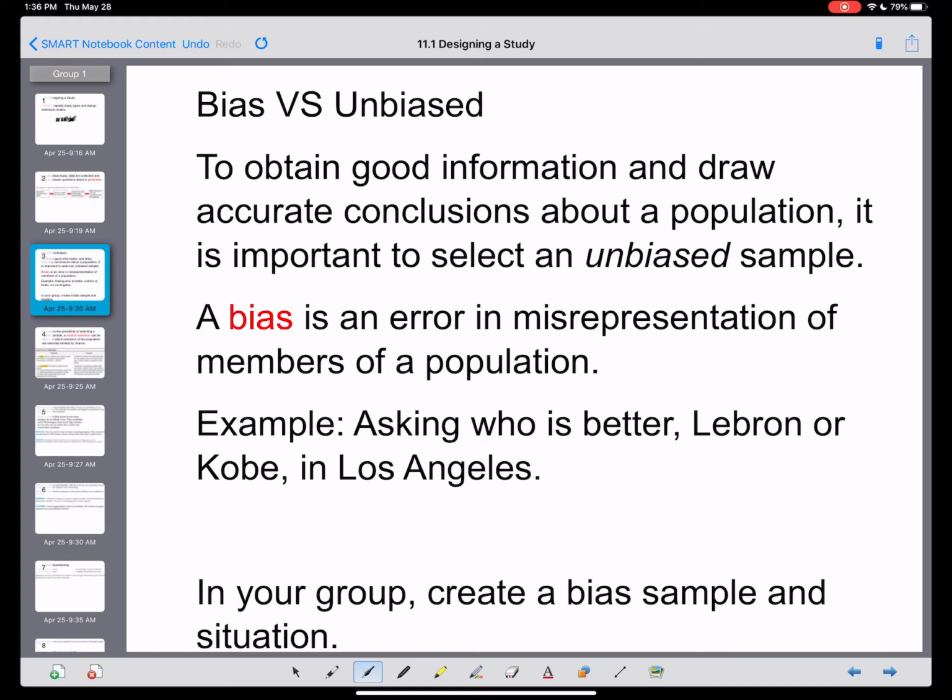Example of a bias: asking who's better, LeBron or Kobe, but you're doing it in Los Angeles. Of course, people in Los Angeles are going to say Kobe is better because it's Los Angeles, right? It's where Kobe played. That's an obvious bias. It's a location bias.